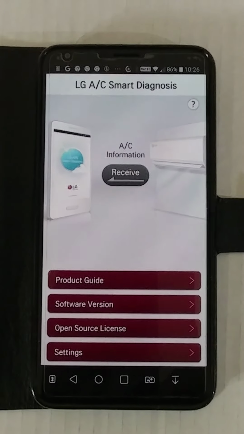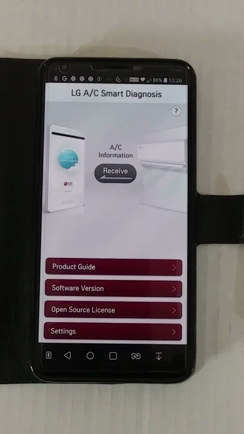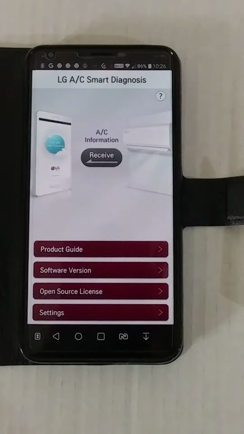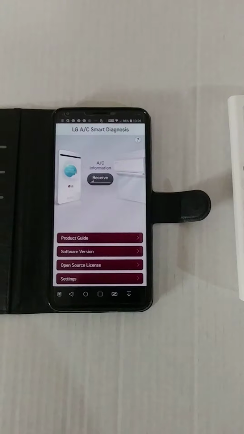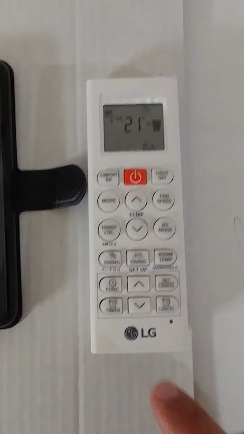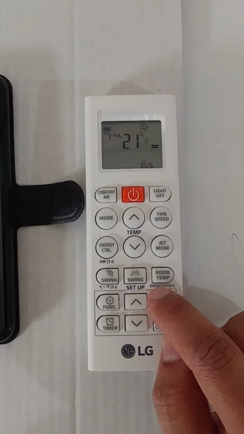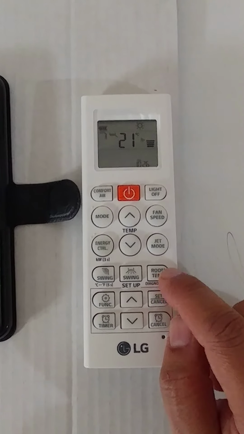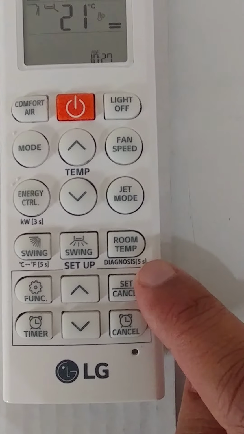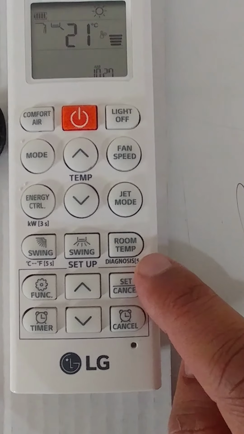like so, and then whilst the app is open, like I've got here, you then need to, I've got the remote control here also. Now on the LG remote control it says diagnosis just here, and you have to hold this room temperature button for 5 seconds in order to make it work.